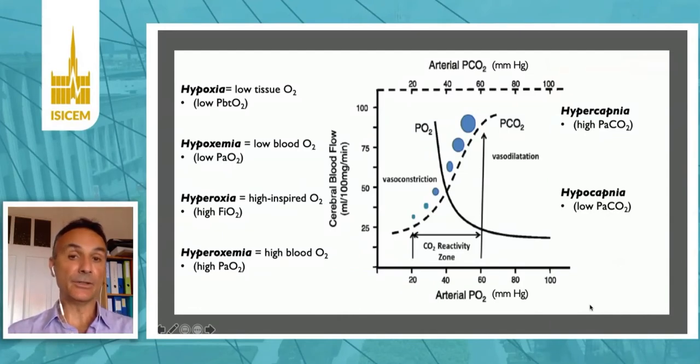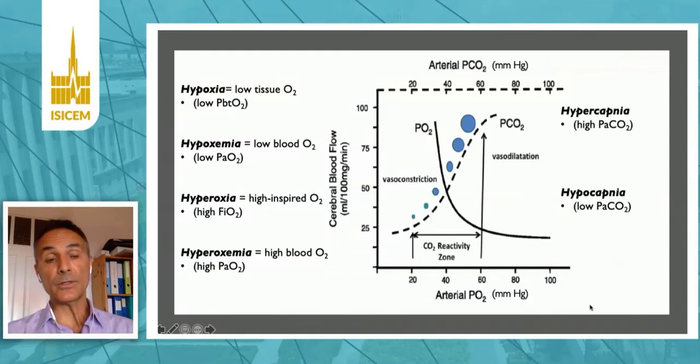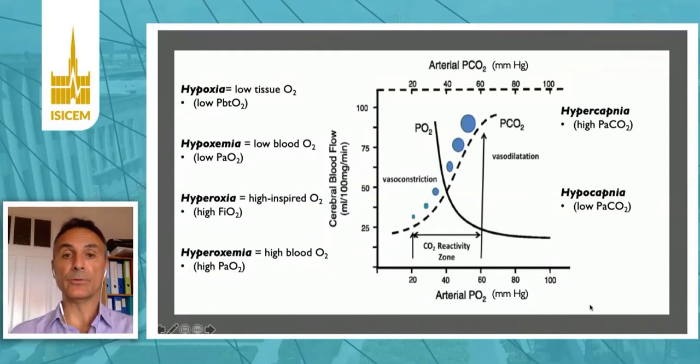I would start the presentation with a summary of definitions. On the left part of the screen, you see what we define as hypoxia, which is defined by low brain tissue oxygen. So to have it, you have to measure brain tissue oxygen.